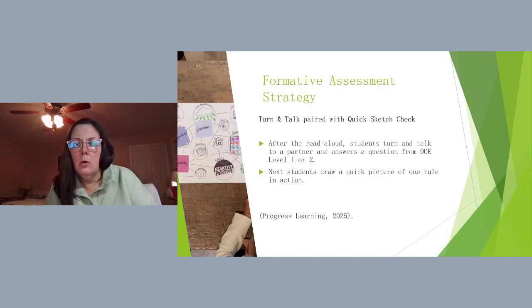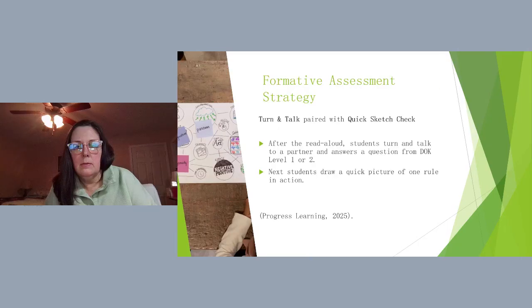Examples include, what rule did you hear in the story? A level 1 question. A level 2 example is, what is the rule? Why is the rule important? These questions work because they are developmentally appropriate for kindergarten students. English language learners are also supported via oral language and visuals, and teachers are provided with immediate insight into students' comprehension of this.